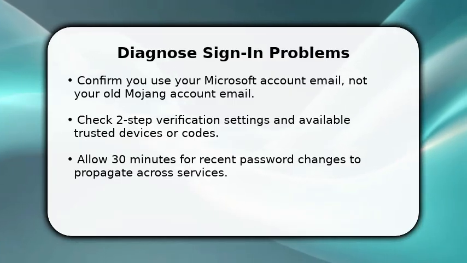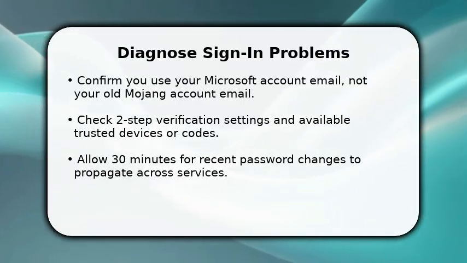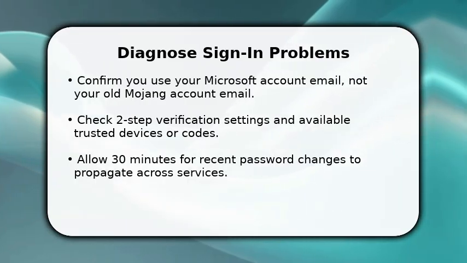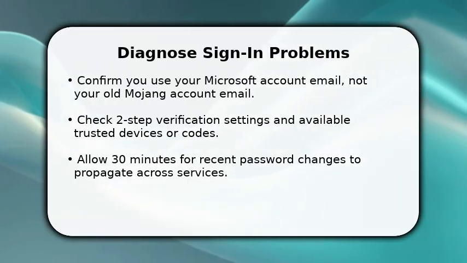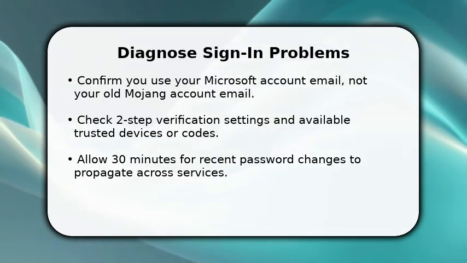Start by confirming you are signing in with your Microsoft account email. Do not use the old Mojang credentials anymore. Check if two-step verification is enabled and which trusted device can receive codes. Inspect your recovery email and phone number for accuracy.